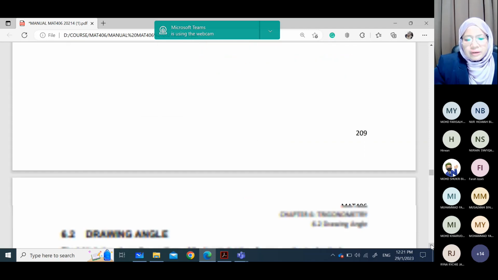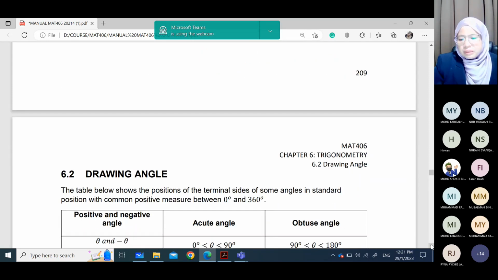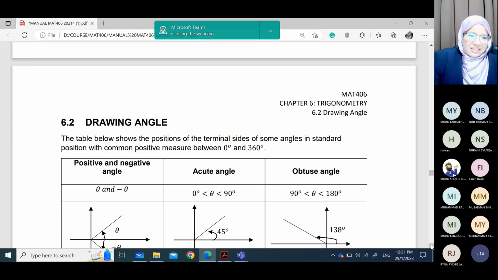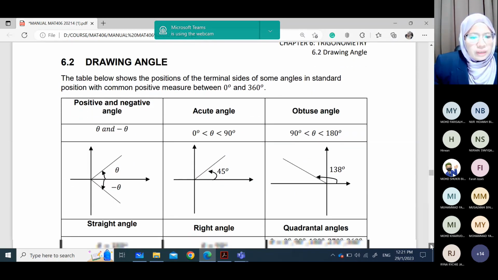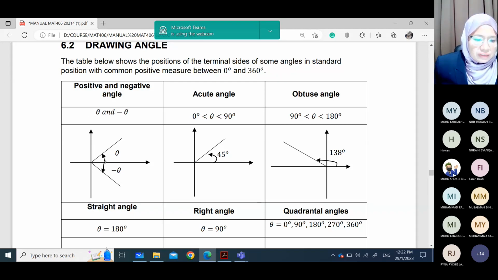So ada soalan ke untuk area dan juga untuk arc length? Tak ada. Okay. Right, so ini adalah angle. Positive and negative angle. So kalau kat sini positif, atas positif, bawah dia negatif. And acute angle antara 0 ke 90 darjah. Itu kita panggil sebagai acute angle. And kita ada obtuse angle. So obtuse angle dia punya degree dari 90 darjah ke 180 darjah. Yang terbuka macam tu kita panggil sebagai obtuse angle.